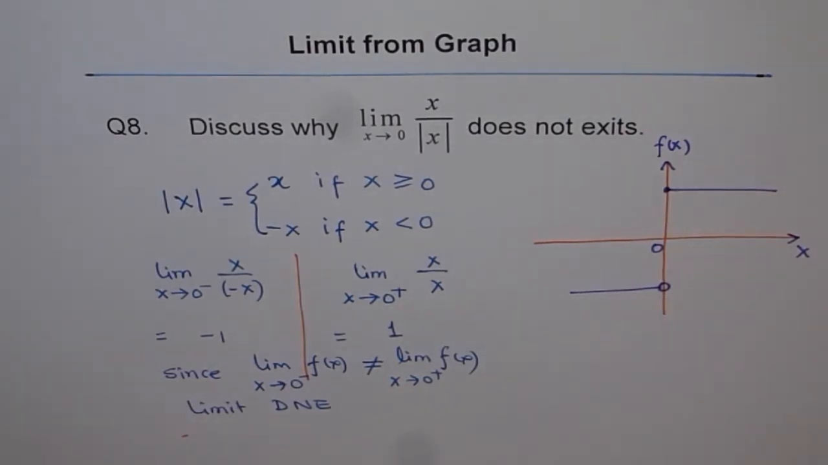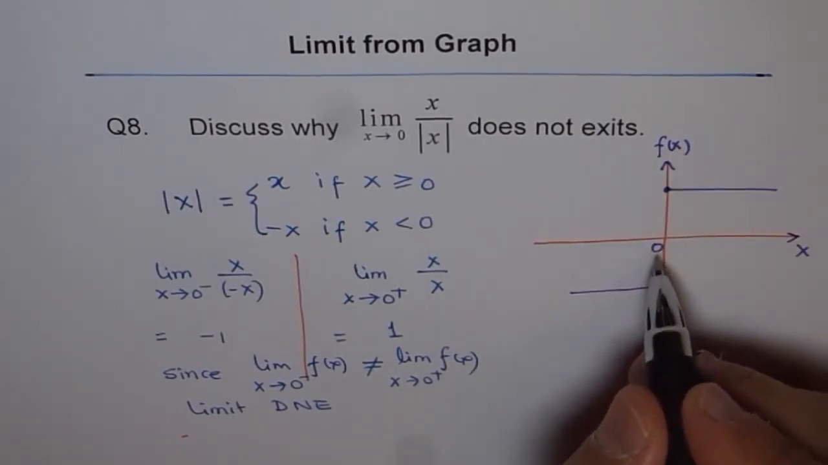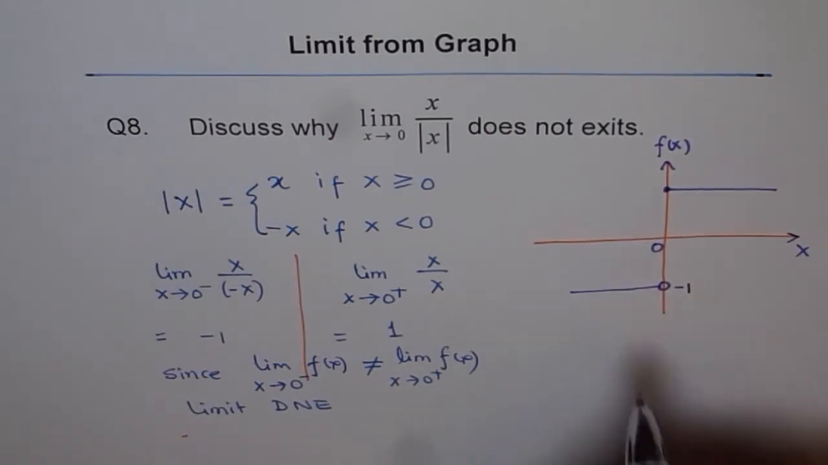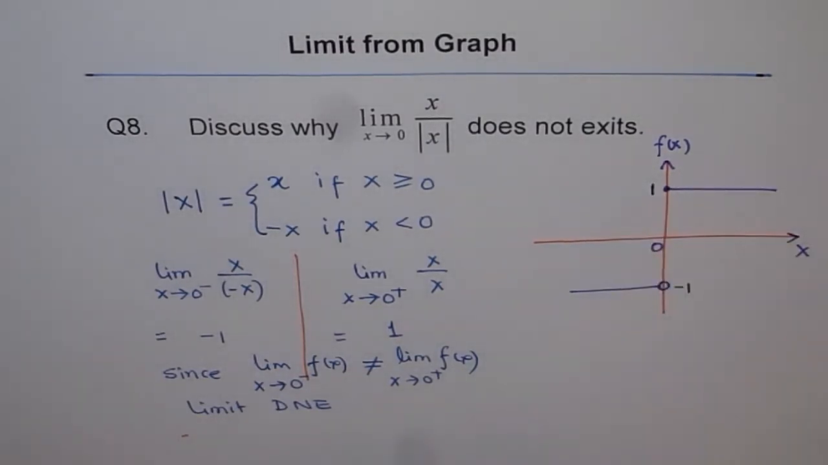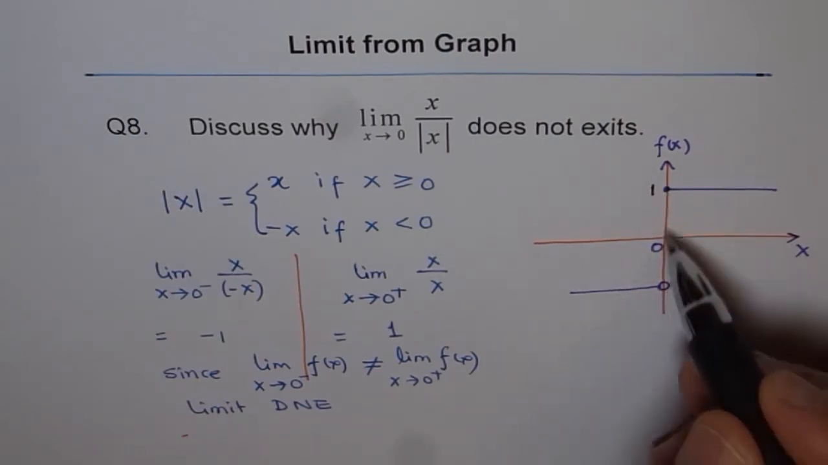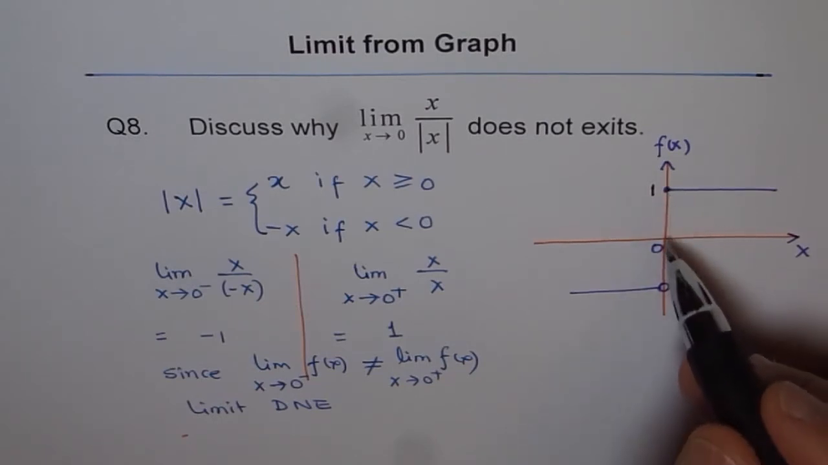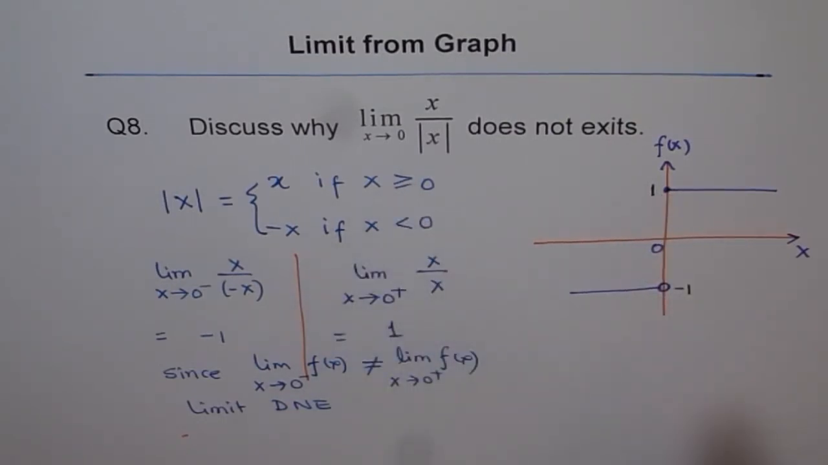Now you can see from here that as you approach this function from the left side, you approach minus 1. But if you approach the function from the right side, you approach plus 1. Since these two values are different, we say that the limit does not exist. Correct? That is how we can show that the limit does not exist for the given function.